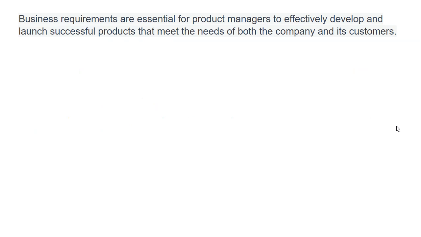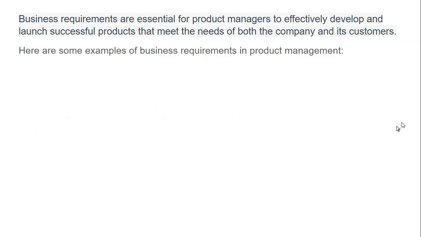So what is that? When the business analyst gets this information, they get back to the business, the product managers. The product manager will help analyze and interface with both the developers and the clients themselves. So this business requirement must meet the need of both the company and the customer. That should be in the back of the mind of the product manager. Here are some examples of business requirements in product management.